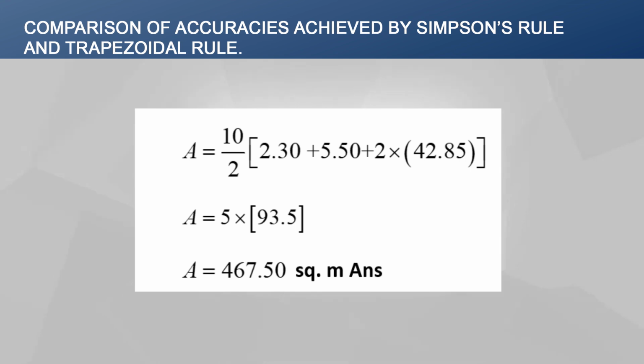So, after simplifying it, we will get A is equal to 10 by 3 multiplied by, in the bracket, 2.3 plus 5.5 plus 2 into the sum of remaining offsets, which is 42.85. So, we will get area as 467.5 square meter.